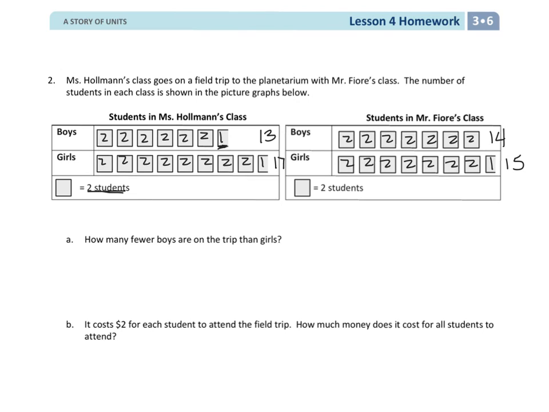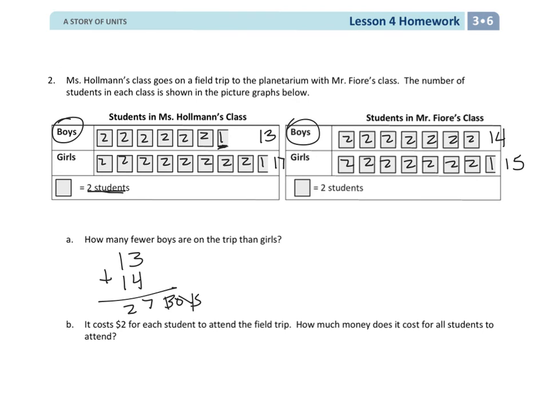So that's going to help me out with the rest of my problems here. A says, how many fewer boys are on the trip than girls? And this question is a little tricky at first because it's asking for how many fewer boys than girls. But I know I have 2 classes of boys. So I have to add those 2 together first because I've got to get the total number of boys. And I know that there's 27 boys.